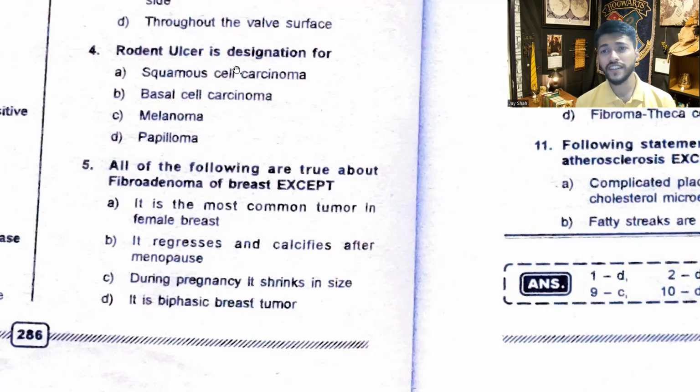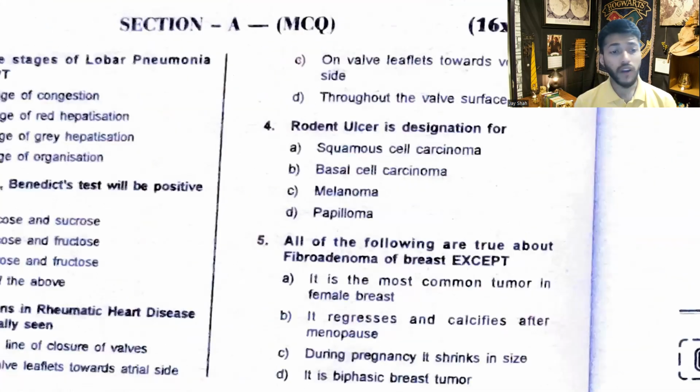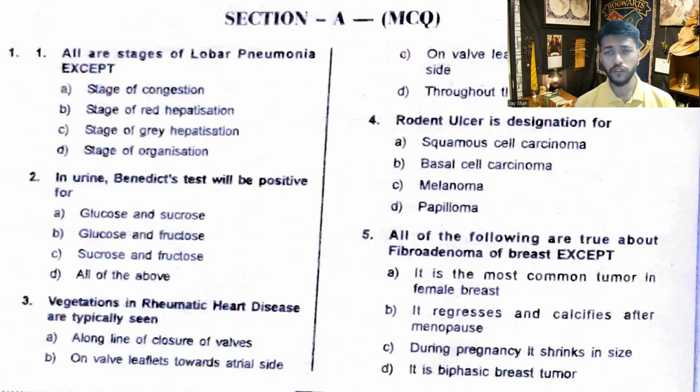Rodent ulcer is the designation for basal cell carcinoma. Remember, two cancers which are highly locally invasive, but they do not metastasize: basal cell carcinoma and glioblastoma, right? Now, again, vegetations. Vegetations have been asked twice or thrice. You should know which are the vegetations. Four vegetations, right? Remember, first is rheumatic fever.